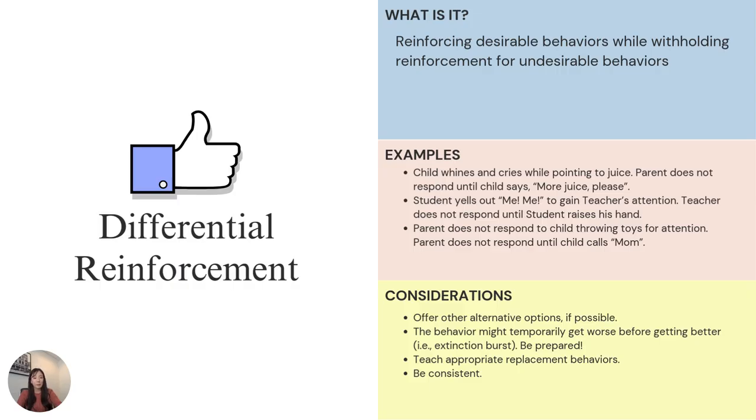Differential reinforcement strategy. This is a strategy that we can and should pair with any other extinction procedures. So we should utilize this strategy along with any of the four procedures that we just discussed. So what is it? We're reinforcing desirable behaviors while withholding reinforcement for the undesirable behaviors. So we start seeing that contrast. We want to have the child distinguish the way we respond.